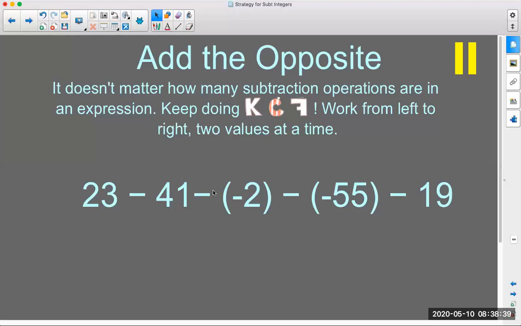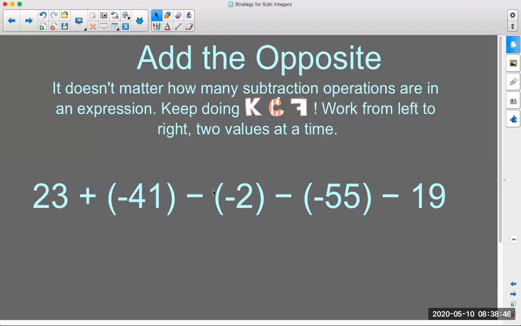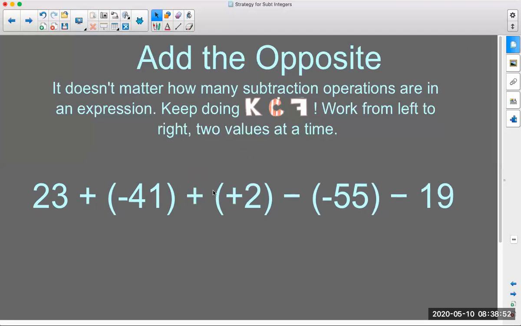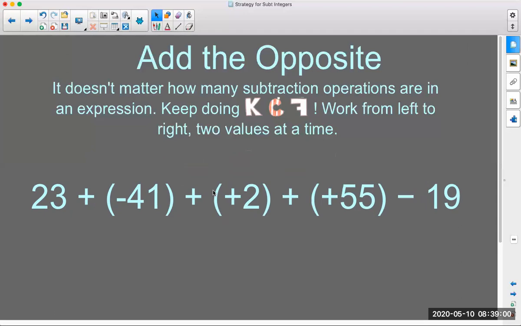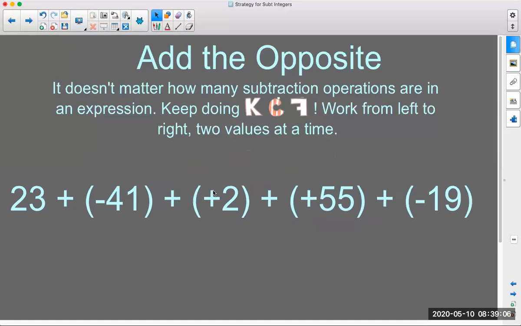We're going to KCF our way through. Ready? Here we go. We're going to grab these two, KCF them, and we get plus negative 41. Grab these two, use KCF, plus positive 2. Grab these two, add the opposite, and we'll get plus 55. Last, we'll grab these two, we'll add the opposite there, and get plus negative 19.